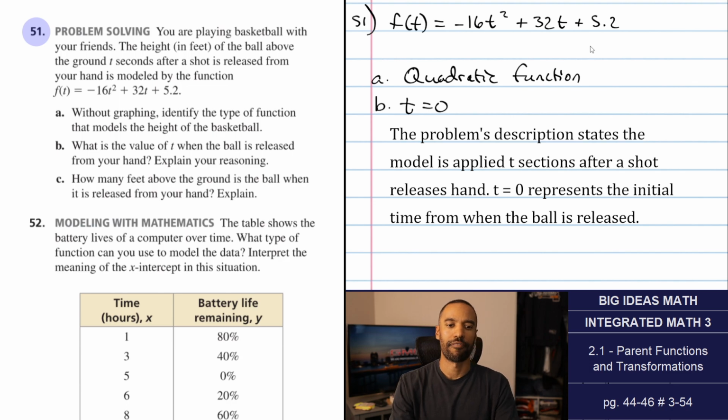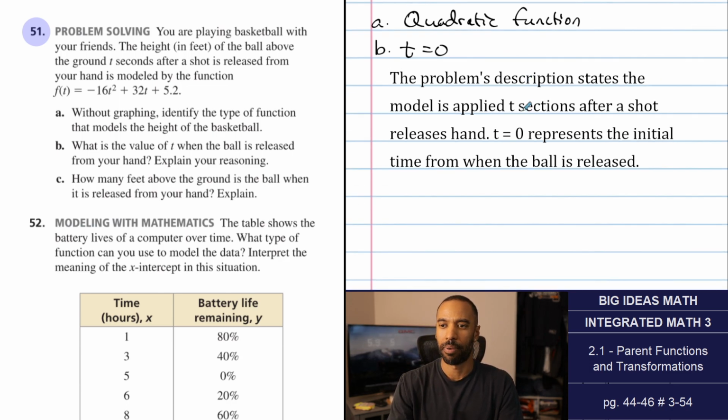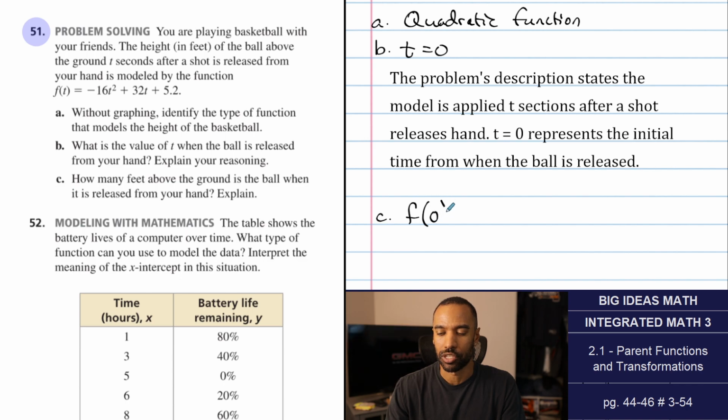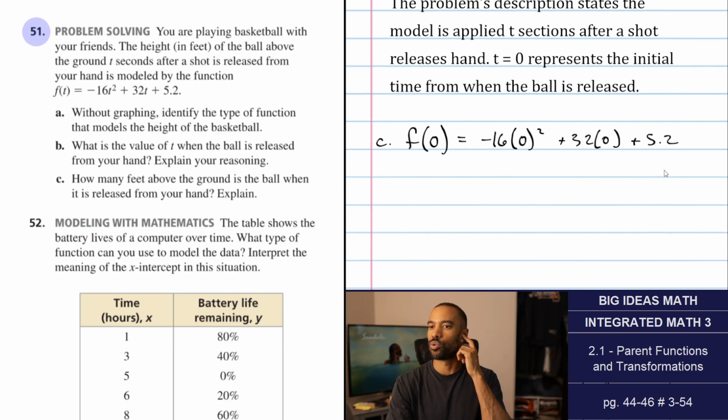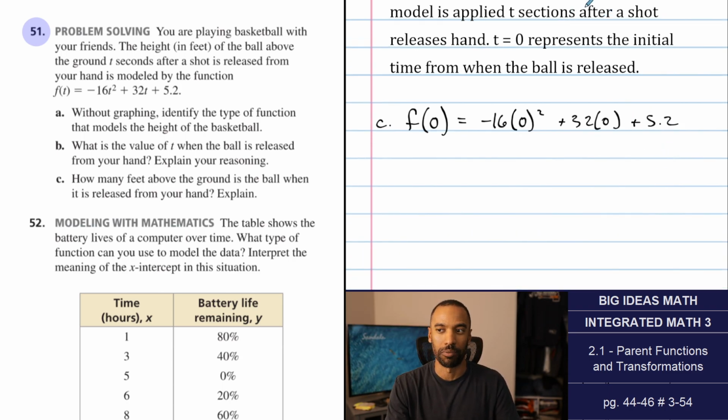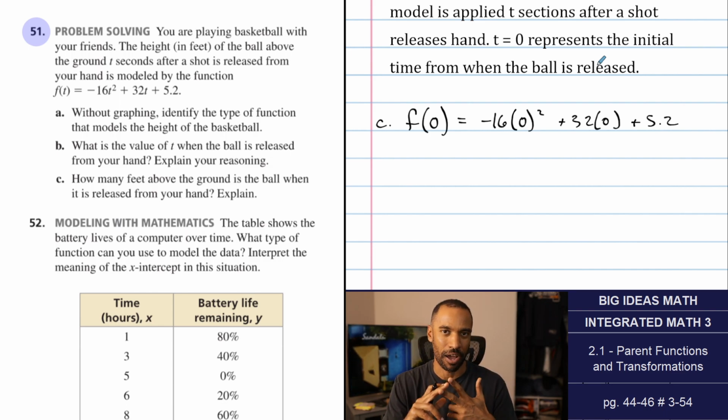How many feet above the ground is the ball when it is released from your hand? Explain. I'll do you one better. Instead of explain it, I'll calculate it. Time 0 is when it's released, so let's do f of 0. Let's do -16 times 0 squared plus 32 times 0 plus 5.2. And I'll tell you what, this problem doesn't do as much in quadratic word problems as my quadratic word problems thing does. We talk about vertex, we talk about time it hits the ground, we also graph them.